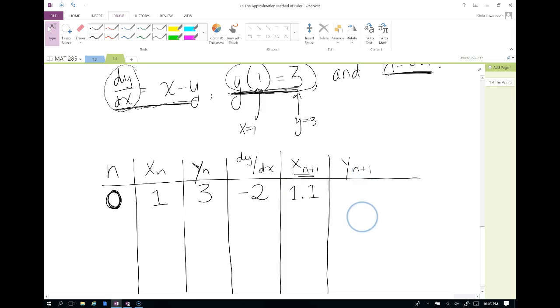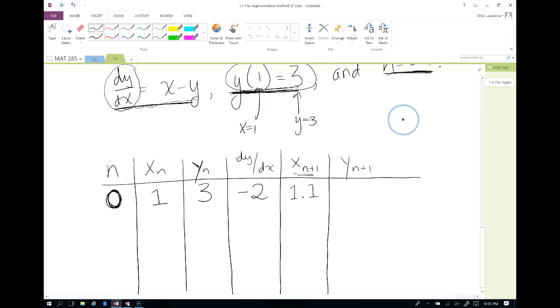The y value, though, is a little bit more involved. To get the new y value, we have to follow the slope. So we've got to use our old y value and follow the slope 1/10 of a unit. You do your slope times h, which is 1/10 right now. So we want to do our old y value plus 1/10 of our slope, which would be 3 minus 2/10, which is 2.8.